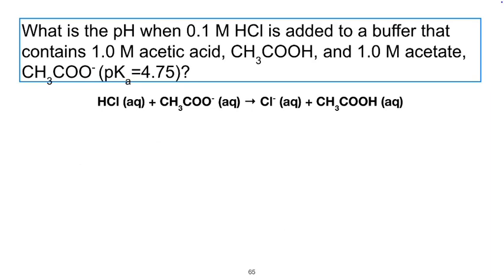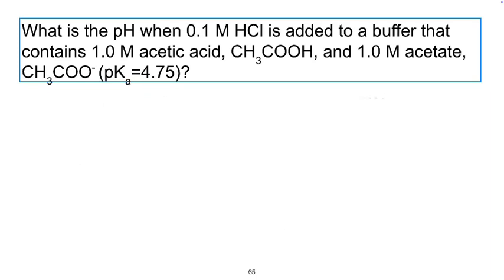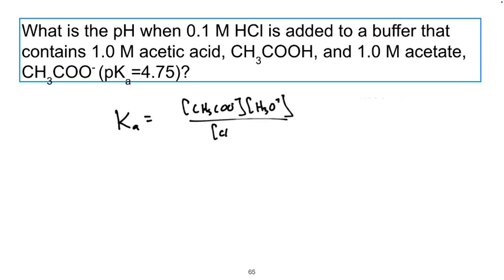That didn't work at all, so let's try that again. Our Ka from our equation was our CH3COO minus times our H3O plus, divided by our CH3COOH. What are we trying to solve for? pH. And we know pH is equal to the negative log of the H3O plus. Does H3O plus show up in the Ka? Yes.